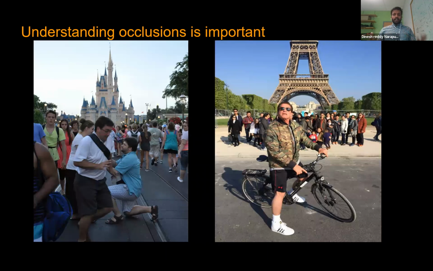Occlusions happen in a lot of other scenarios as well. For example, if someone is proposing in Disney and then someone photobombs the shoot, or Arnold can come in between your picture. So disentangling any two objects in a scene is very important in different other domains, not only in robotics, but photography and multiple other domains. So that's the reason I was super excited in solving this problem.